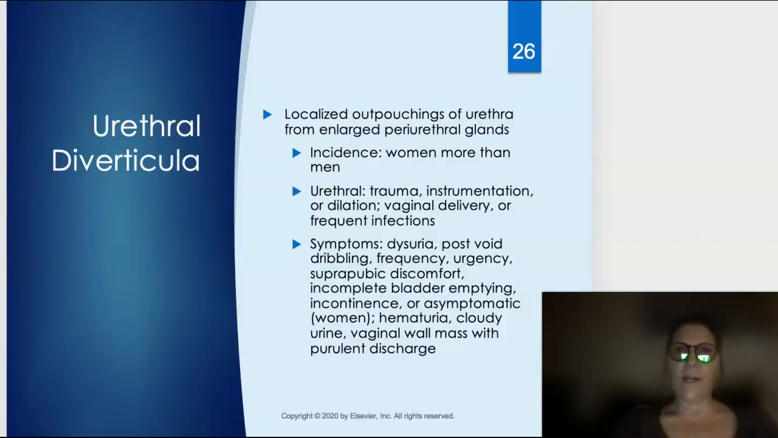Urethral diverticula. You never want anything that's a diverticula, because that means that it's going somewhere where it shouldn't. So this is where there's an outpouching of the urethra from enlarged periurethral glands. So this happens in women more than men, from trauma, from instrumentation or dilation, from a vaginal delivery, or frequent infections. So the cues will be difficulty urinating, post-void dribbling, frequency, urgency, suprapubic discomfort, incomplete bladder emptying, incontinence, or in women it also could be asymptomatic, but they could have hematuria, cloudy urine, a vaginal wall mass with purulent drainage. So all sorts of things.